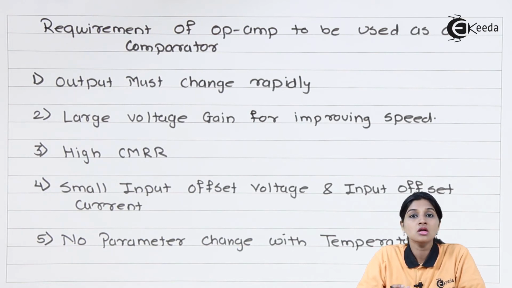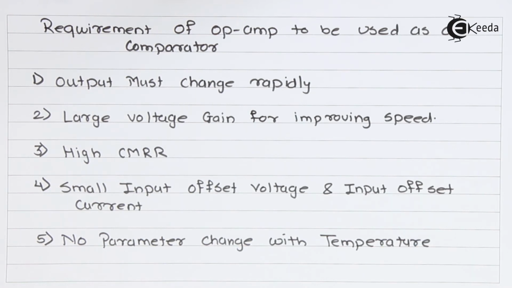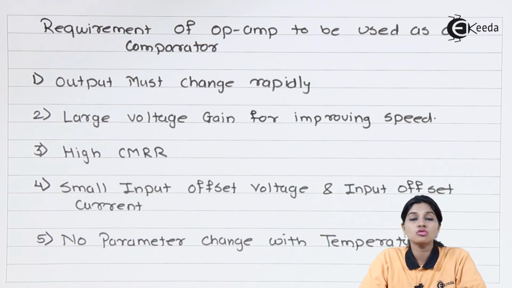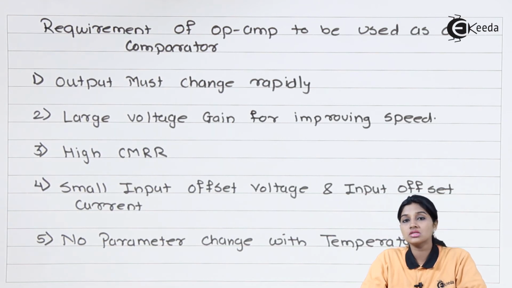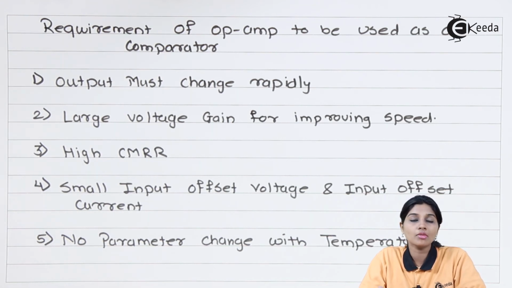If we want to use op-amp in open loop configuration as a comparator, the last requirement is that the parameters of op-amp should not vary with respect to temperature. The temperature variation can cause variation in the output of the op-amp if there is any change in the parameters of the op-amp. So the compensation is supposed to be provided to the op-amp internally so that we can use the op-amp as a comparator. So these are the certain requirements for op-amp to be used as a comparator in open loop configuration.